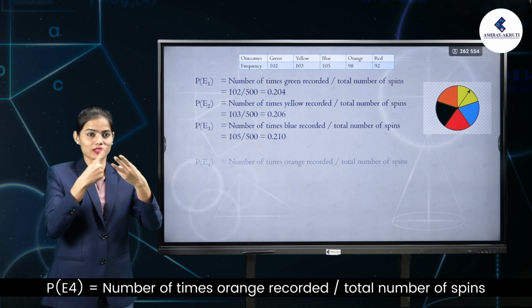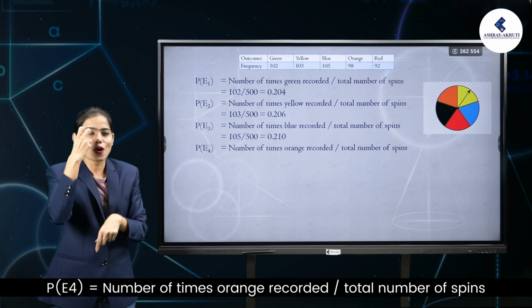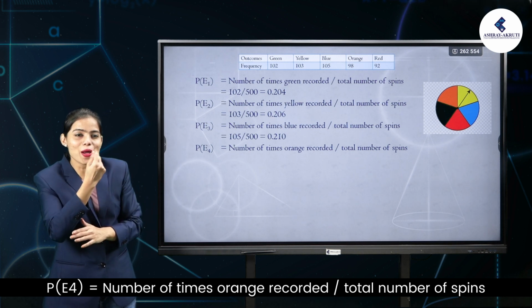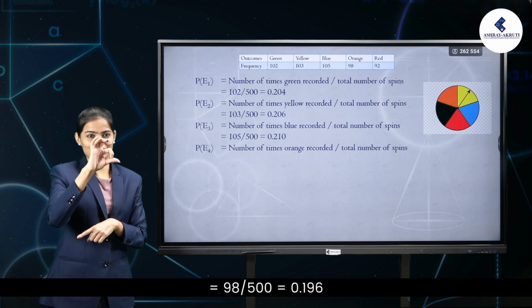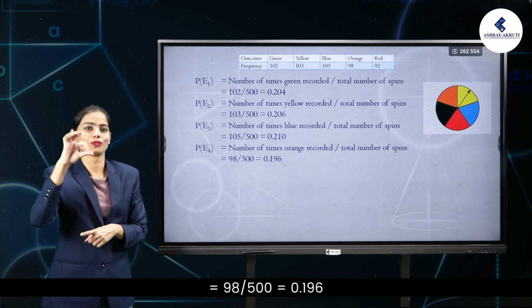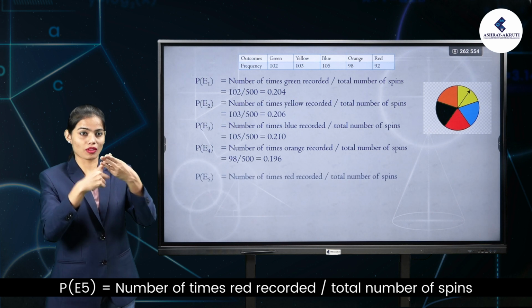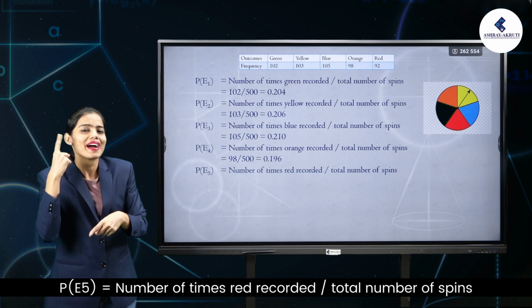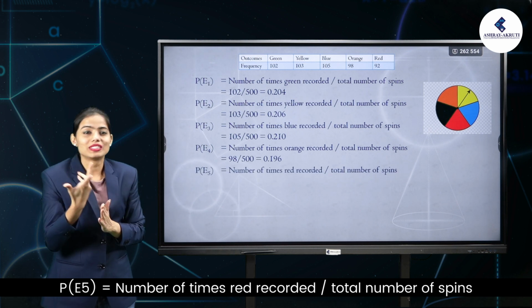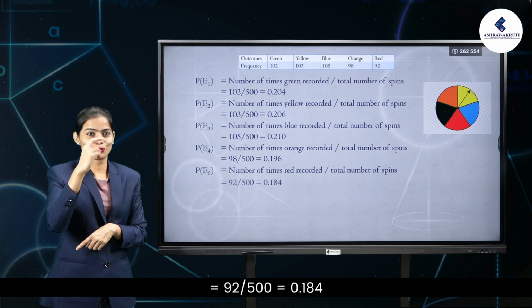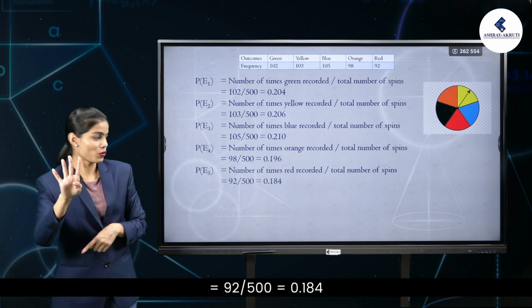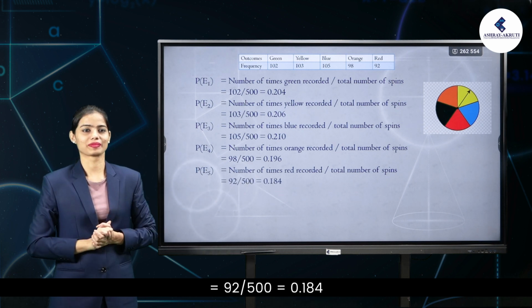P(E4) = number of times orange recorded by total number of spins = 98 divided by 500 = 0.196. P(E5) = number of times red recorded by total number of spins = 92 divided by 500 = 0.184.